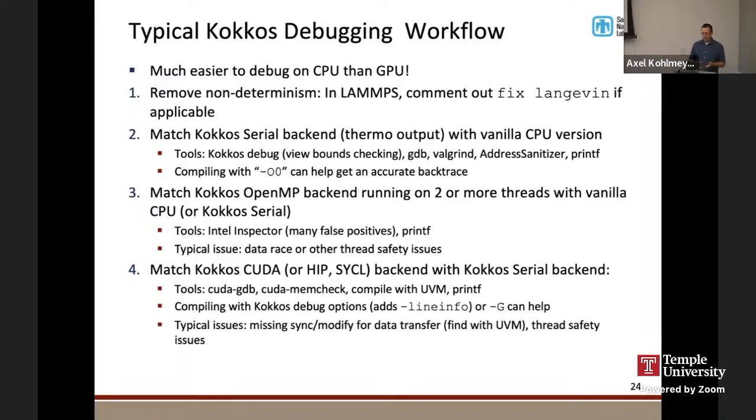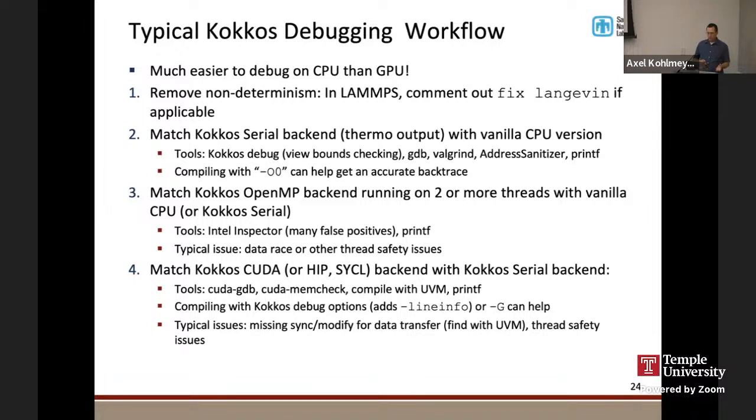So the typical issues here, if you've already matched the serial backend, could be a data race or other thread safety issues. The atomics issue might not show up on the CPU because you might not have enough threads to hit the same memory at the same time. But if you have some dependency on loop order, this will definitely show up.